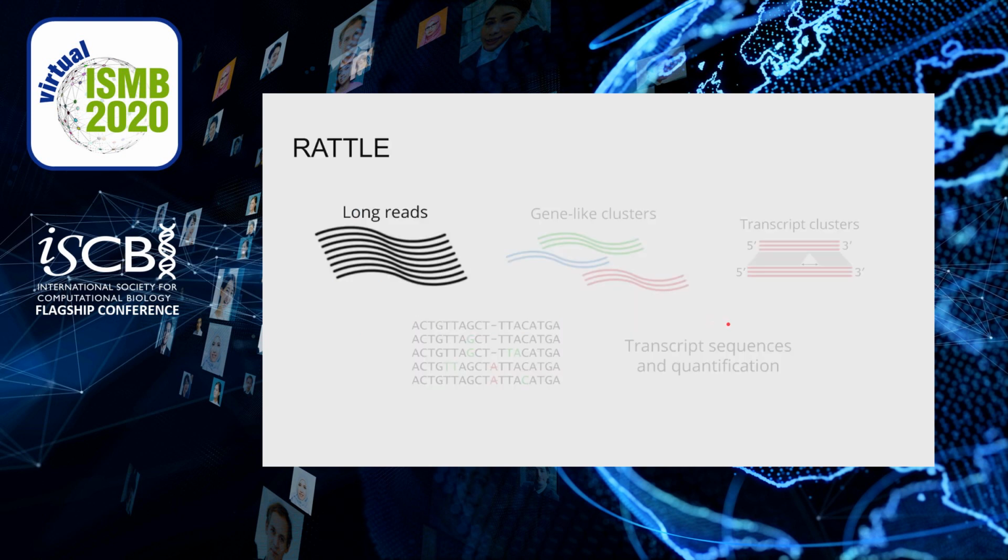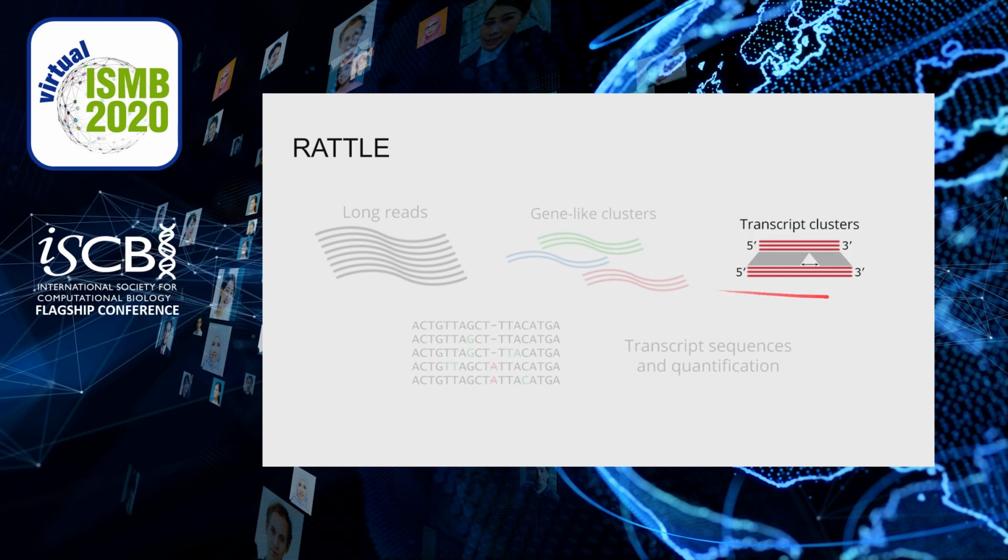So we built RATTLE. RATTLE starts with a set of long reads from the sequencing step, and then it performs a first clustering step where reads are clustered together at the gene level. So reads that originate from the same gene would be placed together in the same cluster. This is done using a two-step greedy algorithm so that it performs reasonably fast, and there is more information on the algorithm and other benchmarks in the preprint.